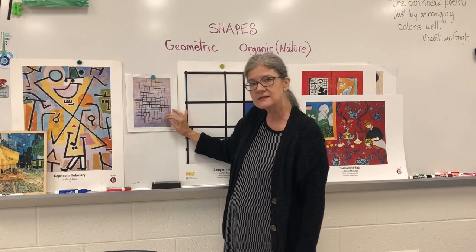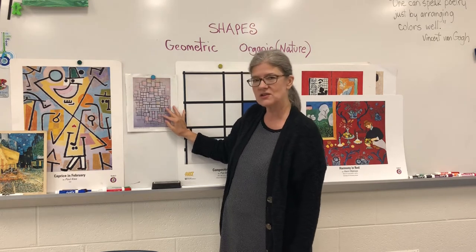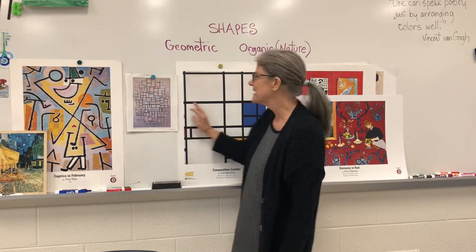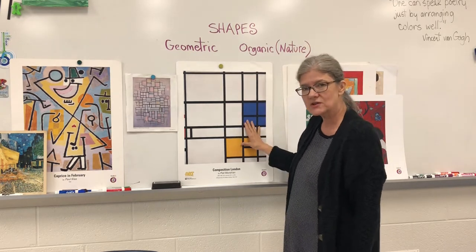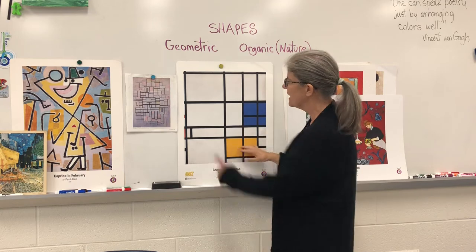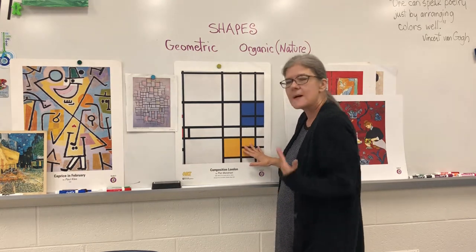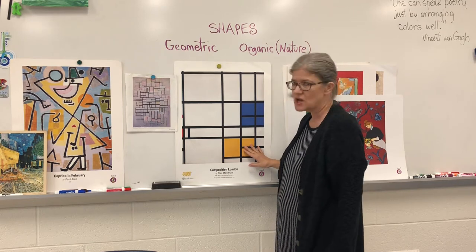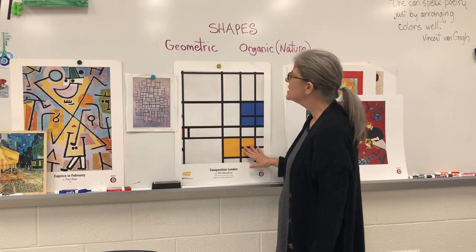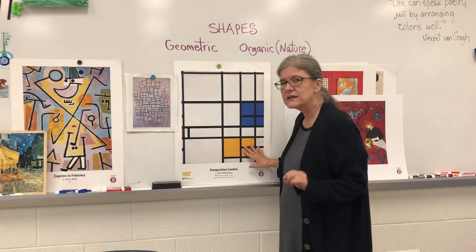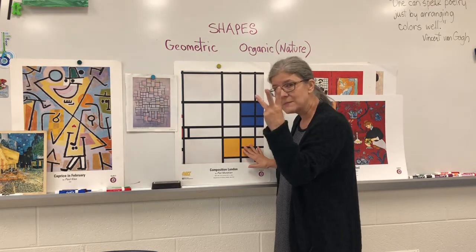All of the lines are straight, and when the lines touch, they make a shape, and all these shapes are geometric. In this artwork, he uses all geometric shapes. You see straight lines. This artwork is very flat. One shape is up next to another shape. There's no overlapping. So this artwork looks very flat. Also, he only uses black, white, and the three primary colors.